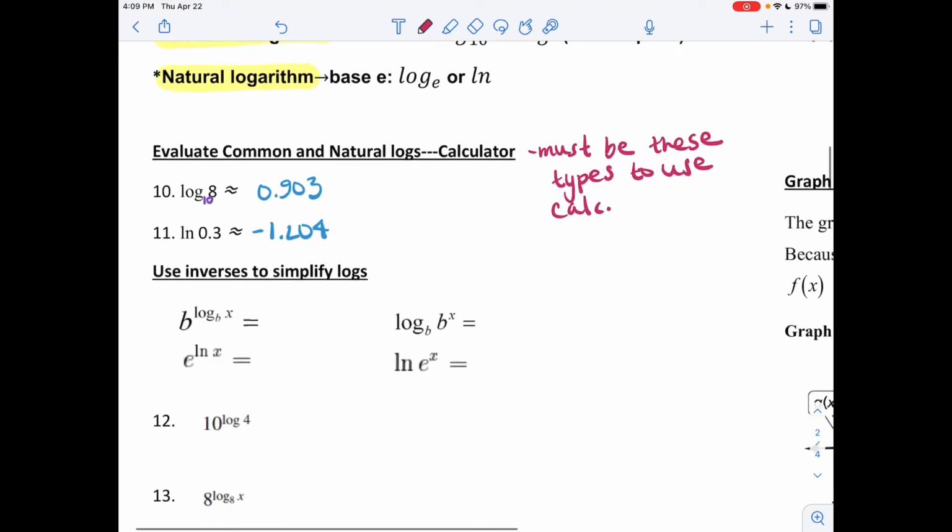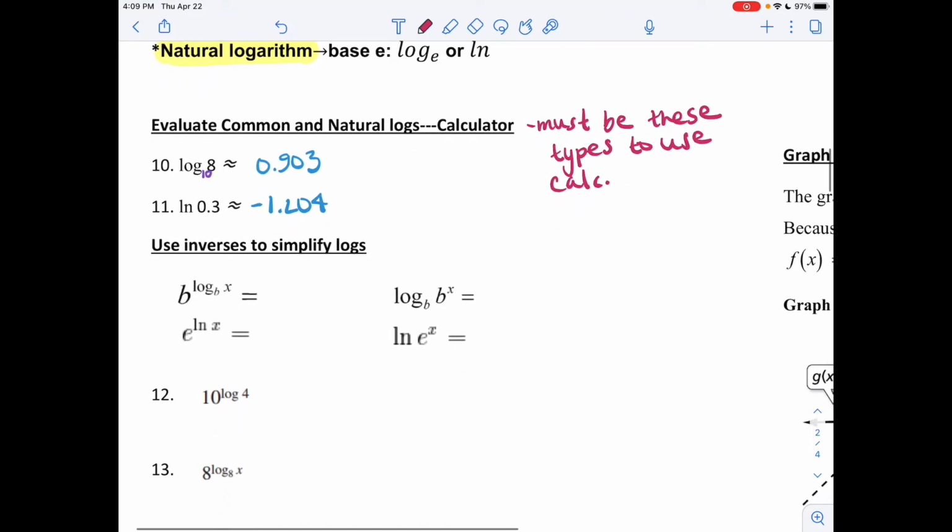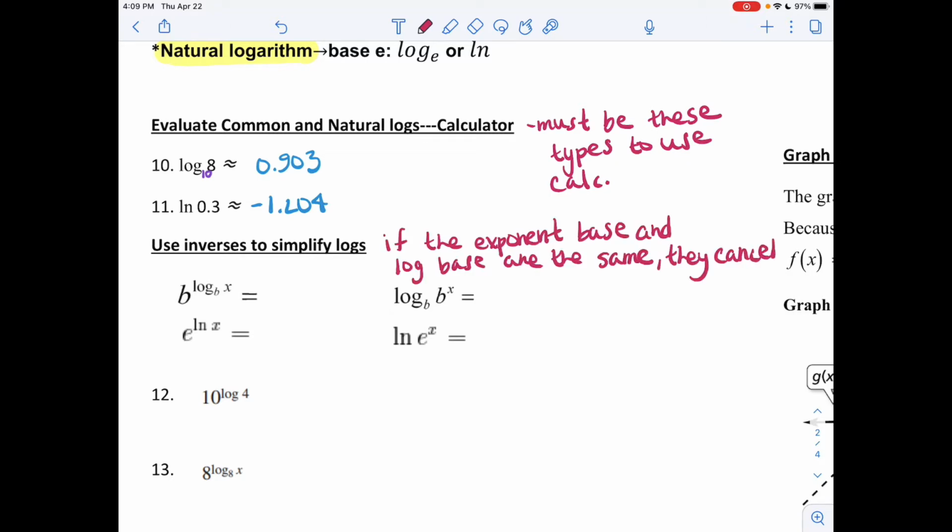Now we want to talk about inverses. Logs and exponents, as I mentioned, are inverses of each other. And so what that means is if they have the same base, then we will be able to cancel some things out. So let's go ahead and write ourselves a note here first. The note I want you to write is, if the exponent base and the log base are the same, they cancel. So let me show you what that means.